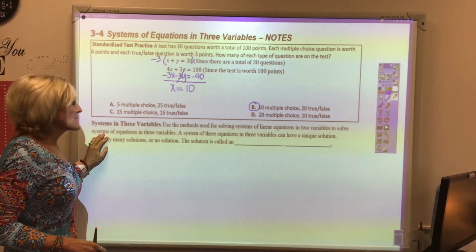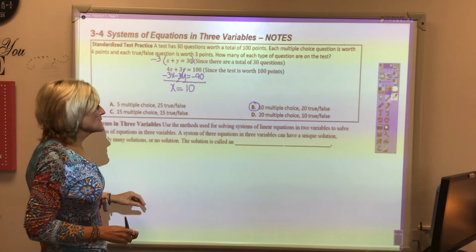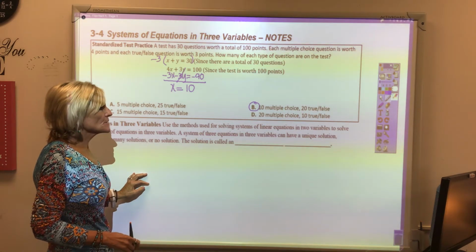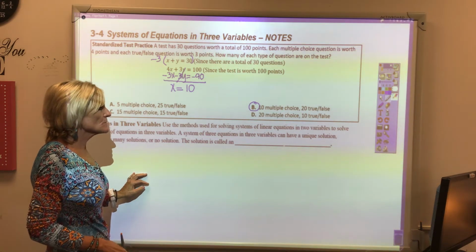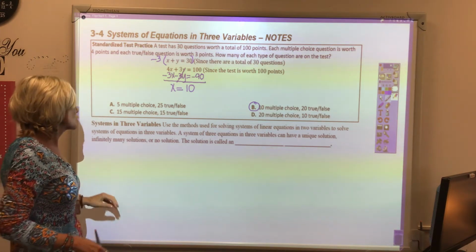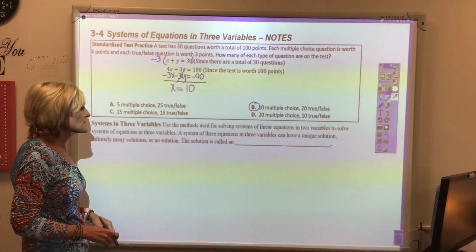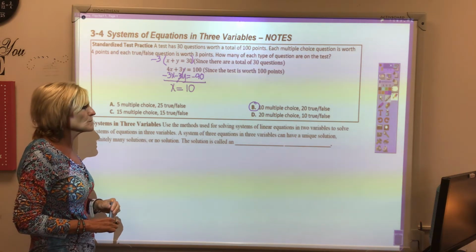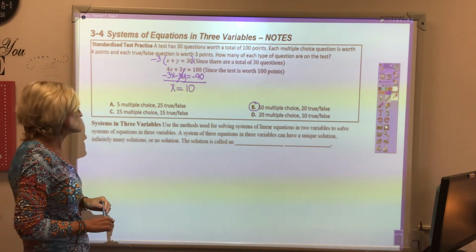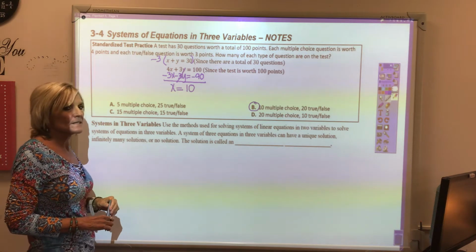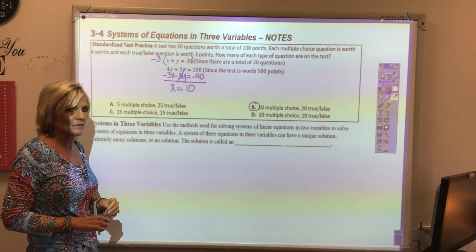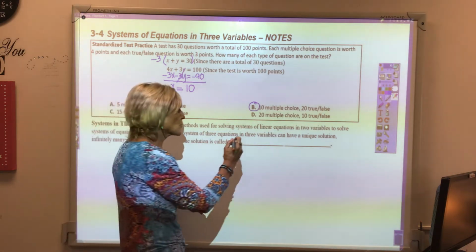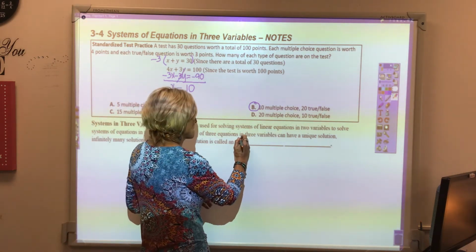Systems in three variables. Use the methods used for solving systems of linear equations in two variables to solve systems of equations in three variables. A system of three equations in three variables can have a unique solution, infinitely many solutions, or no solution. The solution is called an ordered triple.